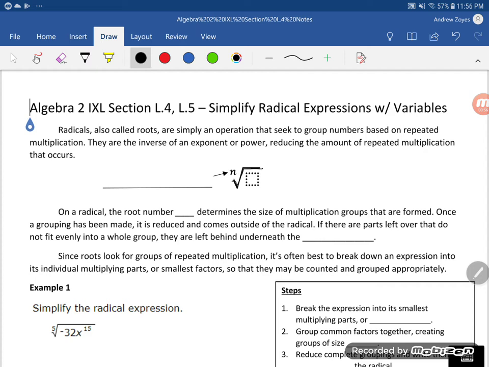So on a radical, the root number, and what do you think it is? Right? And then we can logically go ahead and say, well, that was the root number, so we're going to label this as root number. It determines the size of multiplication groups that are formed. Once a grouping has been made, it is reduced and comes outside of the radical. If there are parts left over that do not fit evenly into a whole group, they are left behind underneath the, and you could probably guess it, right? Left behind underneath the radical. Because remember, these things reduce. So if it doesn't get reduced, well, it doesn't come outside of the radical. It hasn't been done.